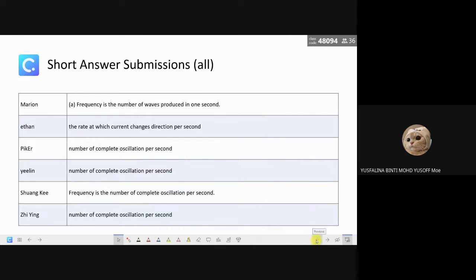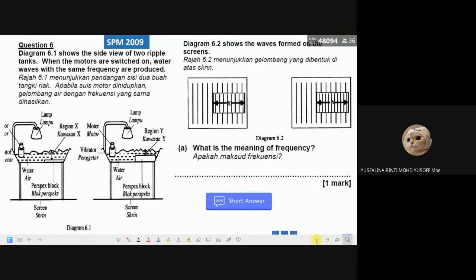So what is the meaning of frequency? The correct meaning is the number of complete oscillations in 1 second. That's the answer. Number of complete oscillations in 1 second.